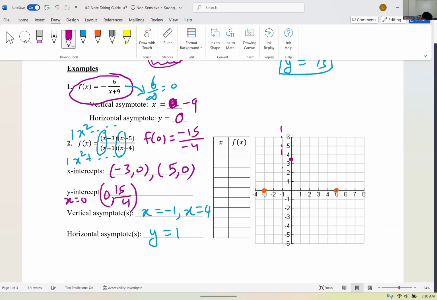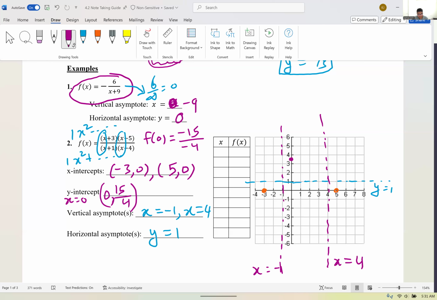So at x equals -1 and x equals 4, you are going to have vertical asymptotes. What else? Horizontal asymptote at y equals 1. Like that, y equals 1. Let me write for the vertical ones as well. This is x equals -1. This is x equals 4. Those are the asymptotes.